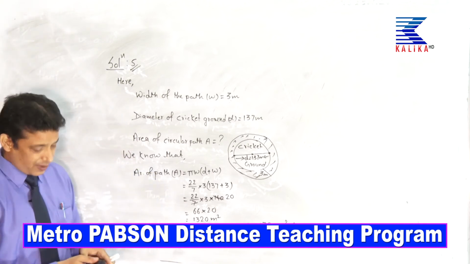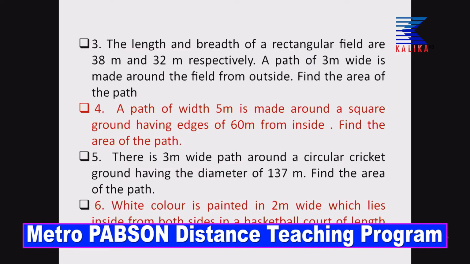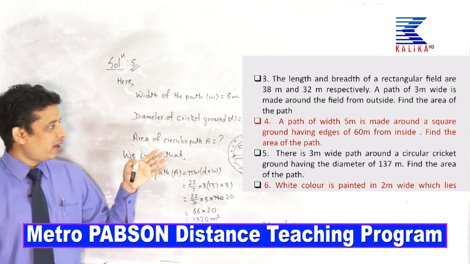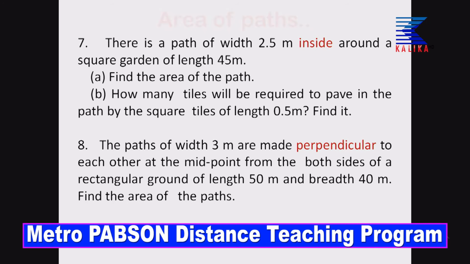Now, let me go to the next question. You can see here the 5 number we have just done. White color is painted 2 meter wide, which lies inside from both. 6 number is your homework, dear student. Now, let me go to this 7 number. There is a path of width 2.5 meter. Next question I am going to do. Please read out question number 7 and start writing the information, my dear student.